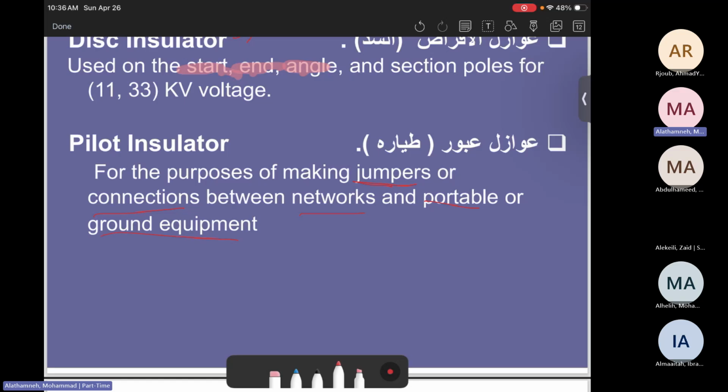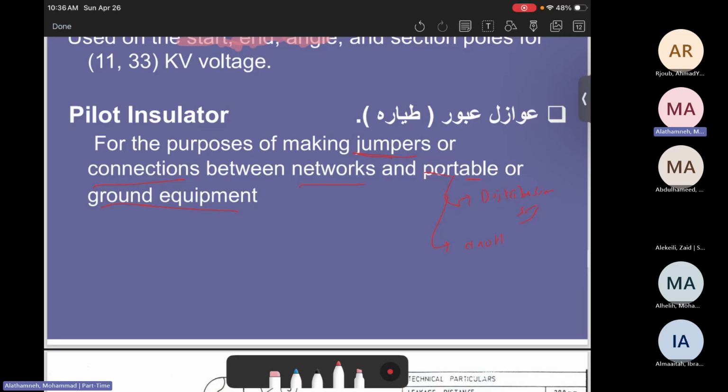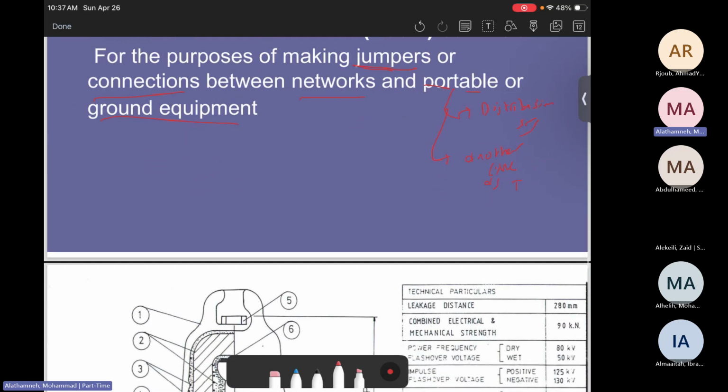What do I mean by portable ground equipment? It can be either a distribution substation, or it can be another line, connecting another line as a T connector. Sometimes we call it a sub-feeder.